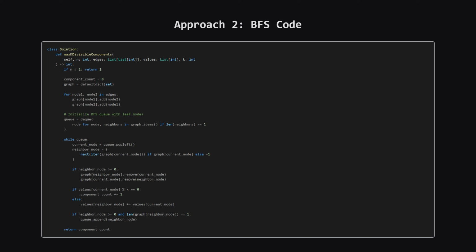We use a queue to keep track of our leaf nodes. In the loop, we pop a leaf, check divisibility, update the parent's value if needed, and then physically remove the connection. If the parent loses enough connections to become a leaf itself, it gets added to the queue.